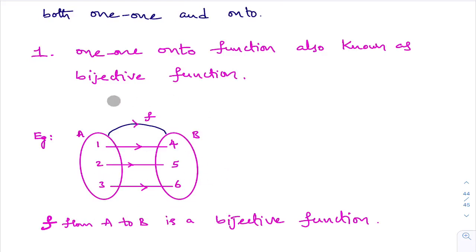Now, you check for onto function. What is onto function? For every element in set B, there exists at least one pre-image or not? Pre-image of 4 is 1. Pre-image of 5 is 2. Pre-image of 6 is 3. So what happened? This is an example satisfying both one-one function and onto function. So this function is one-one, and this function is onto also. Simply we say this function is a bijective function. Bijective function is also known as one-one onto function.